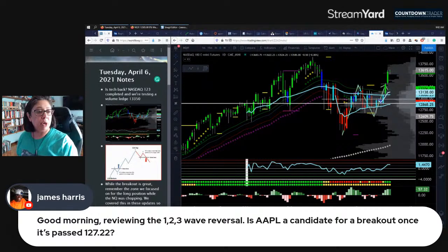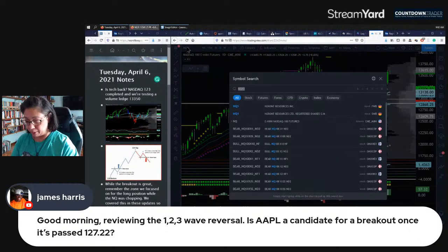Good morning. Reviewing the 1-2-3 wave reversal. Is Apple a candidate for a breakout once it has passed the 1 point? Okay, so the Fibonacci break of 127, the extension, is not necessary. It's great if the swing high is corresponding with some sort of Fibonacci number. So let's talk about Apple and the 1-2-3.